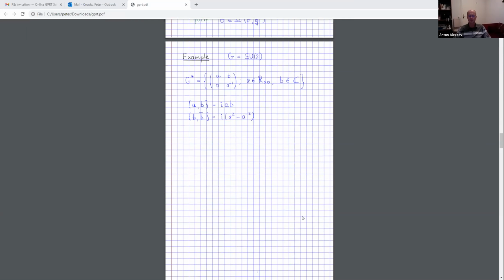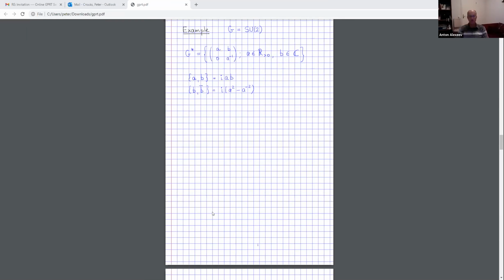And the next slide tells us how it looks for G star of SU(2). So these are 2 by 2 matrices. B is complex valued, A is real and positive, and here are the Poisson brackets. They are all quadratic in matrix entries. At first sight, there is nothing special about them. So let's go to the next slide.